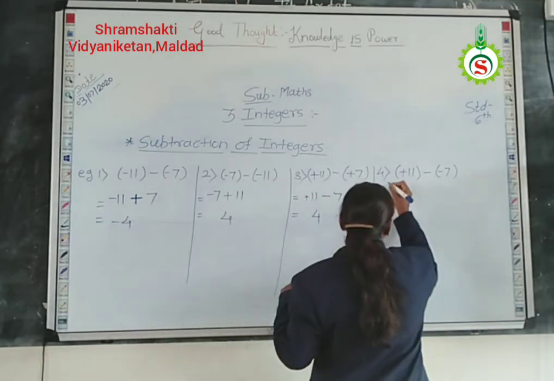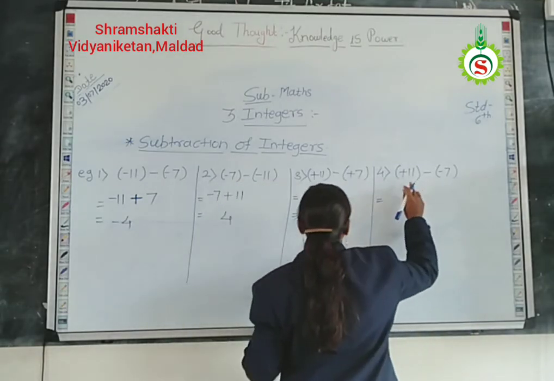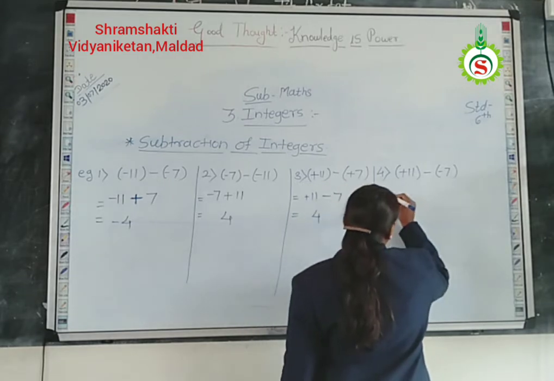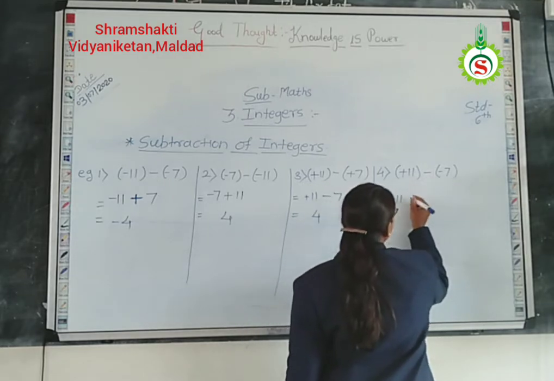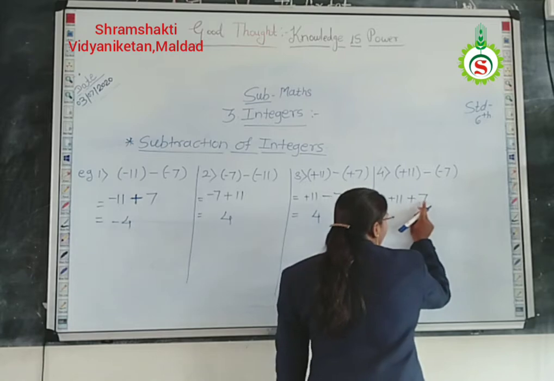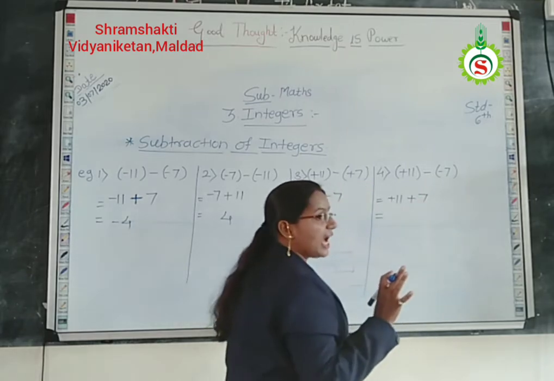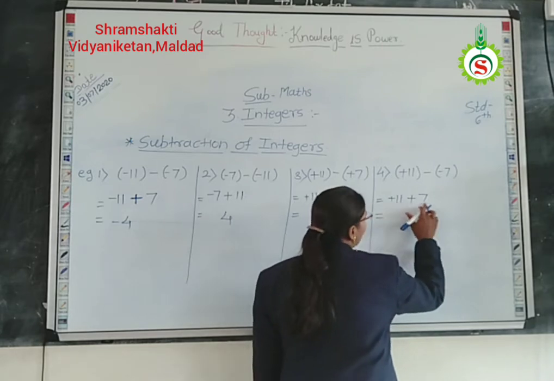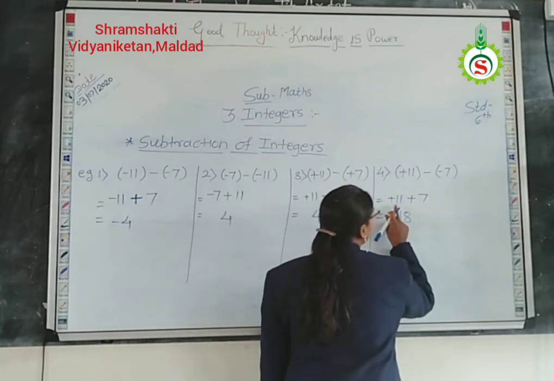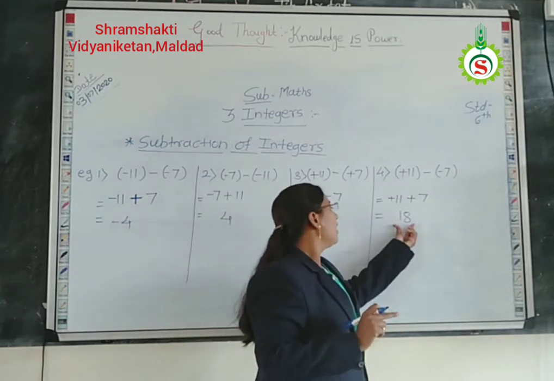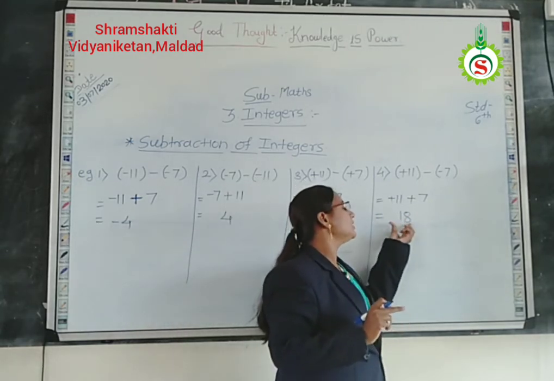Now next example, see carefully. Plus 11, this minus minus become plus and 7 take as it is. Plus 11 plus 7, both integer signs are same. That's why we have to carry out addition here, and 11 plus 7 is 18. Biggest number sign is positive. That's why our answer is plus 18.